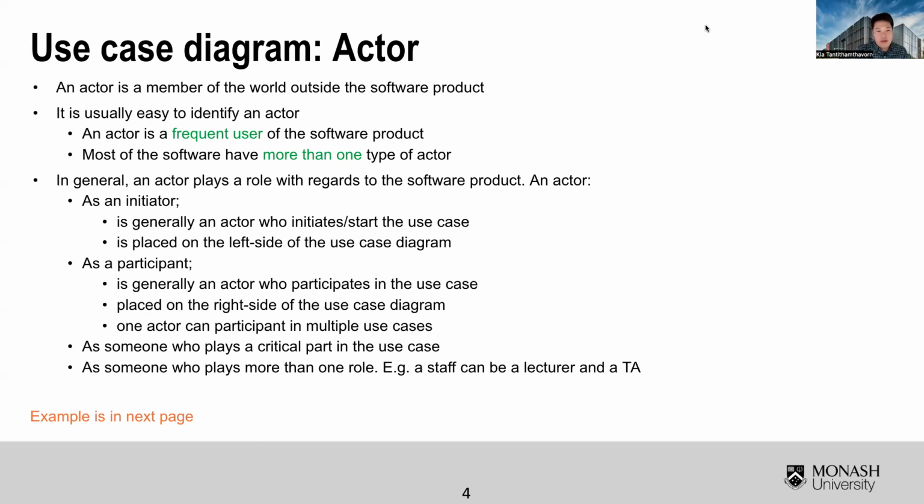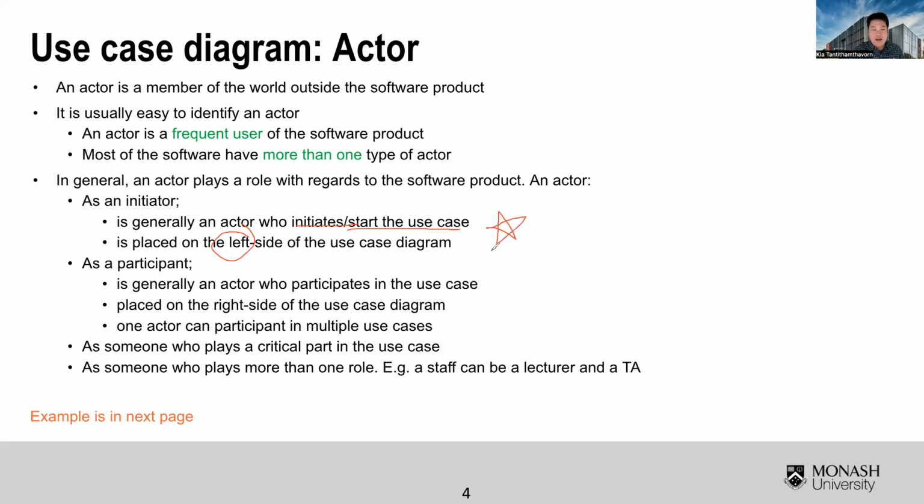And there are two types of actor here, okay? An initiator and a participant. An initiator is generally an actor who initiates or starts the use case, and it is placed on the left side of the use case diagram. This is very important, okay? Highlight here. An initiator starts the use case, and it is on the left side of the use case diagram. That's very important.